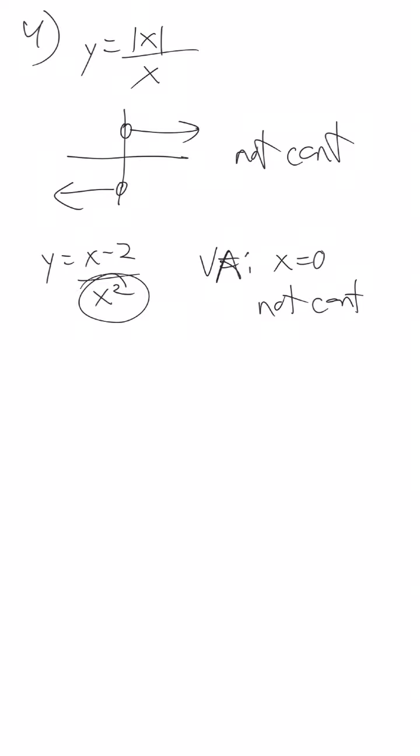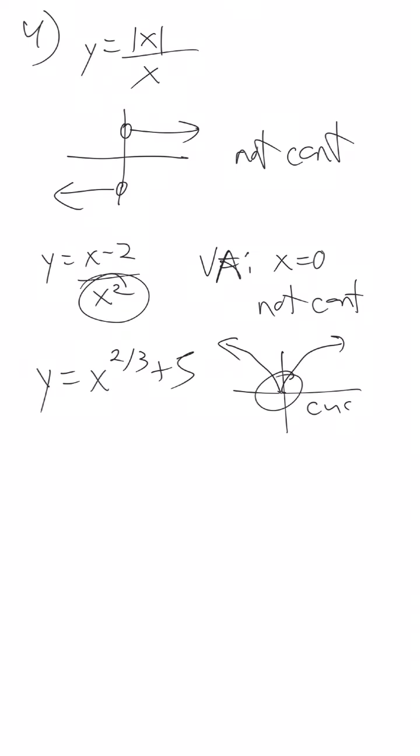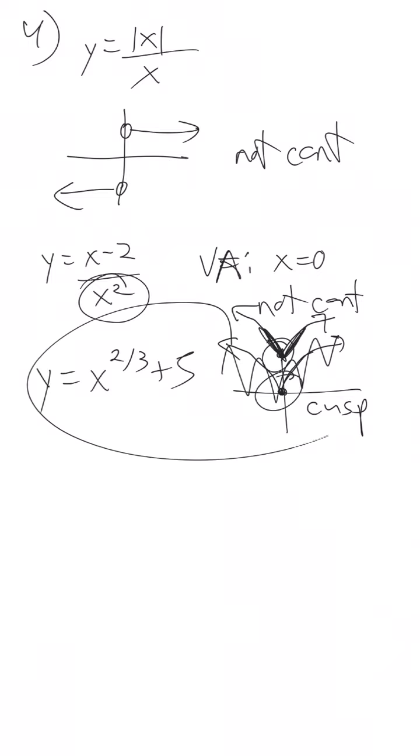Next guy over here, we've got y is equal to x to the 2/3 plus 5. Well, you just have to know what x to the 2/3 looks like. It's this function. It's continuous, and it's got a cusp going on right here. The plus 5 just shifts the thing up by 5. So it's going to look like this. Plus 5 outside of the function means we've got this function here. It still has the cusp at x equals 0. So this thing is clearly continuous but not differentiable. Why? Because the function is not differentiable when the left-hand derivative is different than the right-hand derivative, which happens at a cusp. So that's your answer.